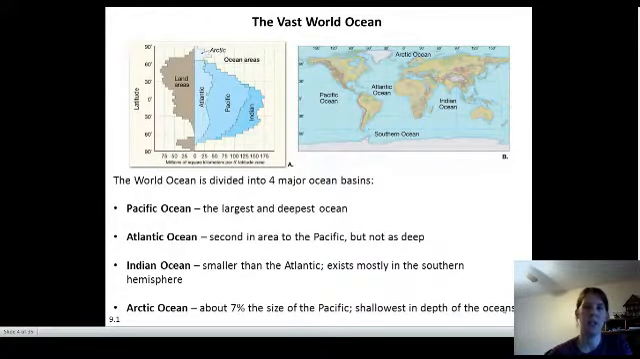The world ocean is divided into four major ocean basins. The Pacific Ocean, which is the largest and the deepest. The Atlantic, which is second in area to the Pacific. The Indian, which is smaller than the Atlantic and exists mostly in the southern hemisphere. And the Arctic Ocean. It's about 7% the size of the Pacific, and it is the shallowest of all the oceans.